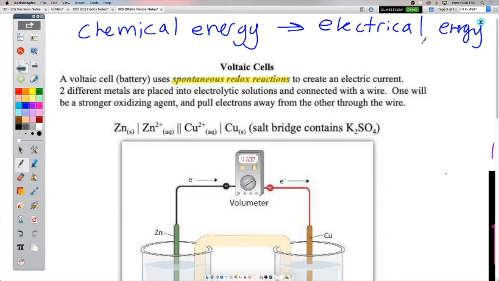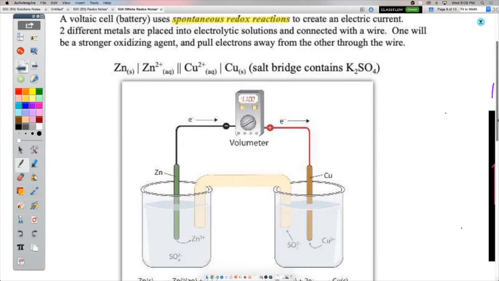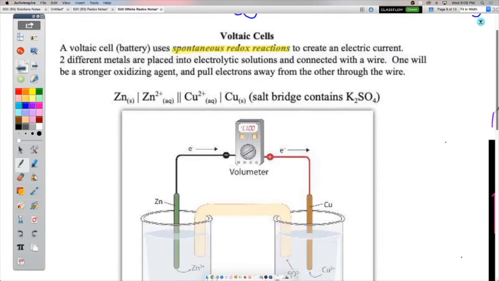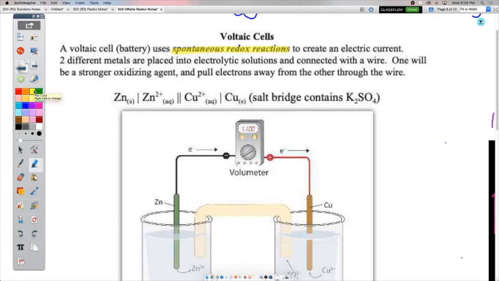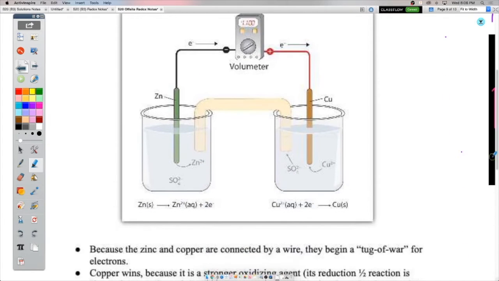Okay, so we use spontaneous reactions here. That's another important thing. Voltaic cells are spontaneous. So what did we do? We just connected two things. One was a better oxidizing agent, which means it is better at reducing, right? So it pulls electrons away from the other through the wire. That's what we set up on camera a second ago.